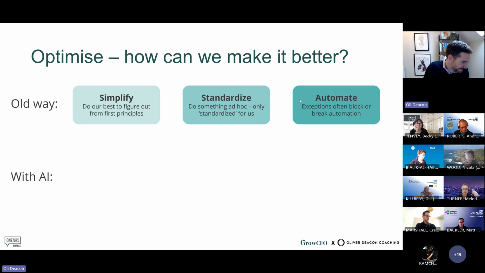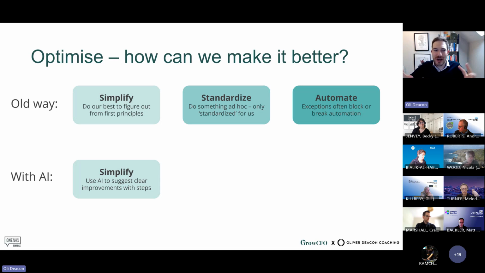But now the world is different. And here's how we can do things. Once we have simplified, once we've written out how we do our process, we can use AI to immediately suggest improvements with our steps. A question for you all, a question for you.